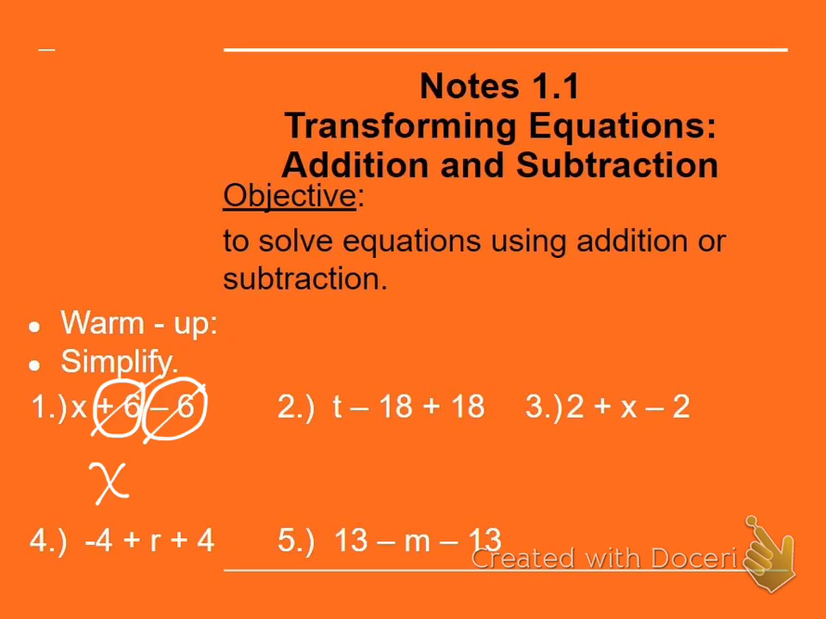Number 2. What is combining? Negative 18 and positive 18. Good. We've got minus 18 plus 18. Those combine to 0. Again, they cancel out. So we're left with T.